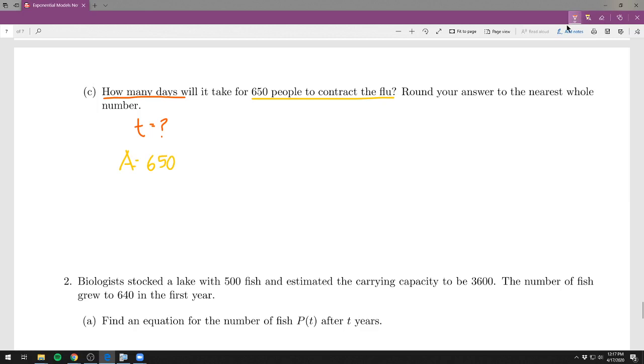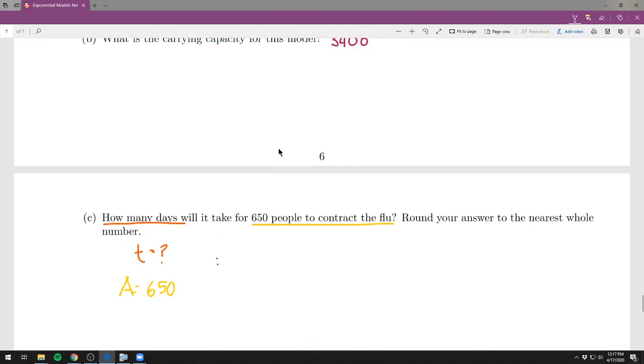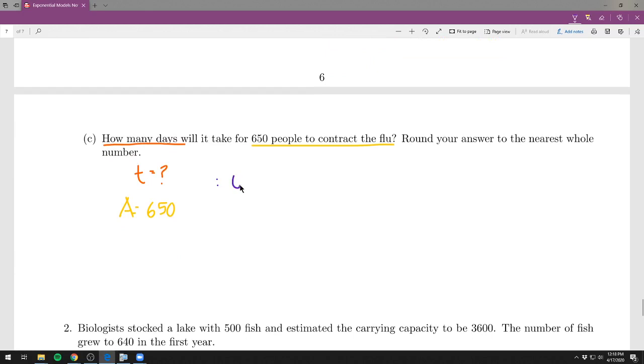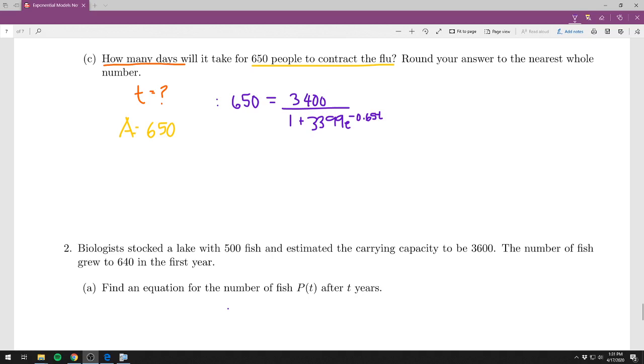Okay. What might be a little scary is that when you initially plug this in, solving for T seems a lot harder than the previous one. So I'll remind you of the formula. We had A by itself equals 3400 divided by 1 plus 3399 times e to the negative 0.65 t. And so we plug in our A and we want to solve for t in this equation.